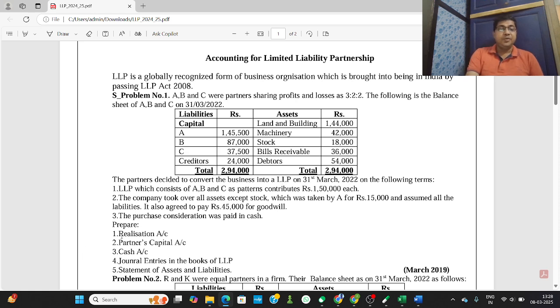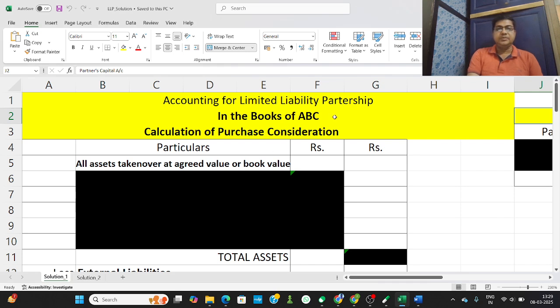And what do we have to prepare? We have to prepare realization account, partners capital account, cash or bank account, general entries in the books of LLP, and statement of assets and liabilities. It means we have to prepare the balance sheet also. So before that, we have to find out the purchase consideration, because they say that the company took over all assets and assumed all liabilities also. It means we have to find out the purchase consideration by using the net payment method. Now let us discuss, in the books of ABC, the calculation of the purchase consideration.